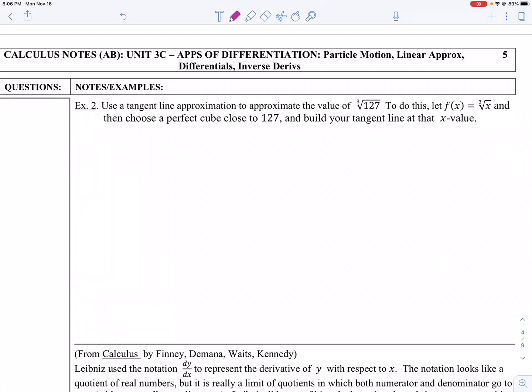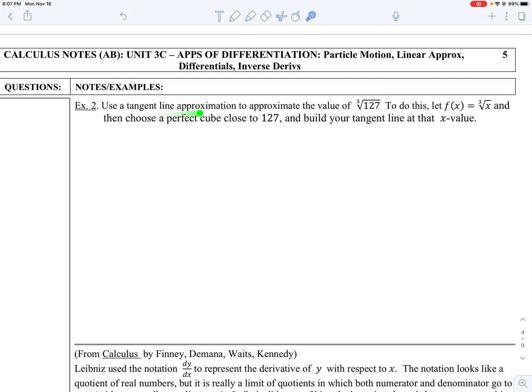Let's take a look at how else we can use tangent line approximations. And remember, long ago, they did not have access to the fancy calculator that you have. They had to use other methods whenever all of this calculus was built, in order to come up with valuable and viable solutions. So this is one of those examples.